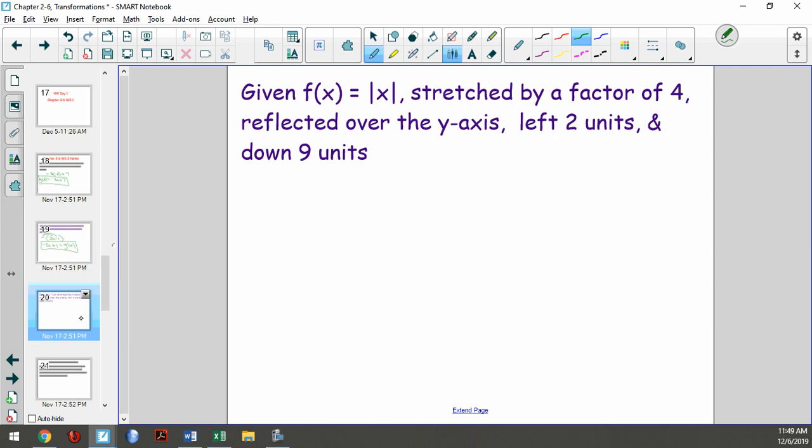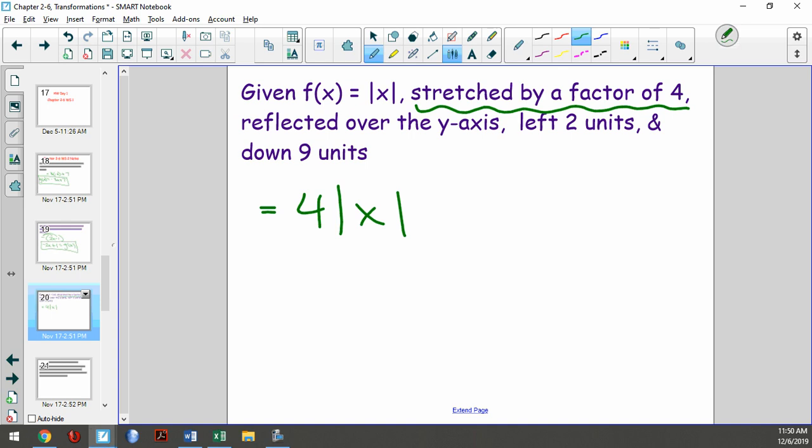Now, I want you to take this comma by comma. So I'm saying that, given f of x equals the absolute value of x, I want you to first stretch it by a factor of 4. So if I'm stretching by a factor of 4, what does that mean I'm doing? Correct. So I'm going to have 4 times the absolute value of x. That is a stretch. Would you all agree with me?